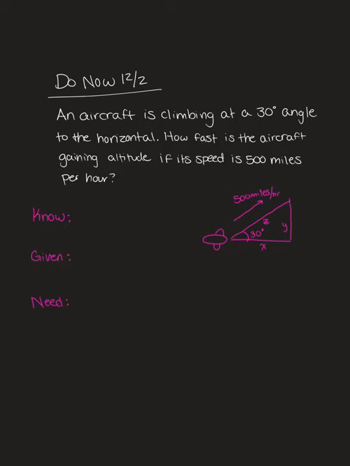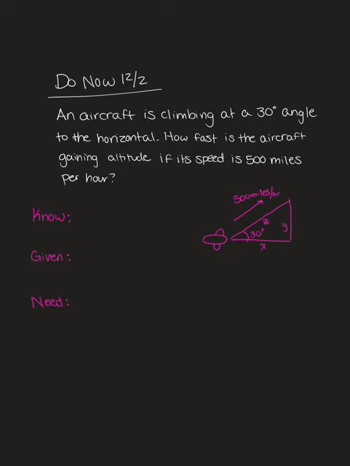Okay, so we are given an aircraft is climbing at a 30-degree angle to the horizontal. How fast is the aircraft gaining altitude if its speed is 500 miles per hour? So I've drawn a little diagram representing the problem. So you have your airplane. It's going up at a 30-degree angle, and we want to know how fast the aircraft is gaining altitude.